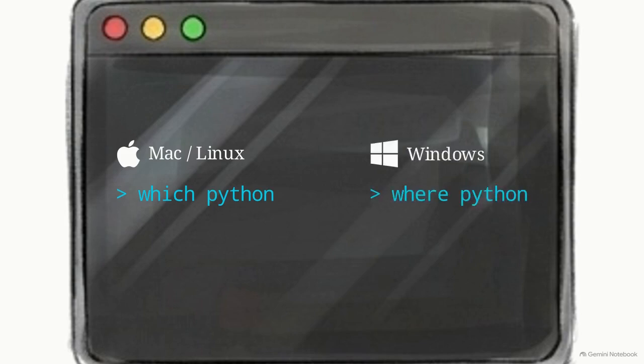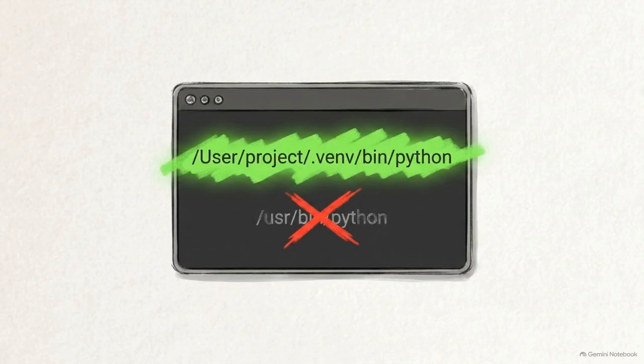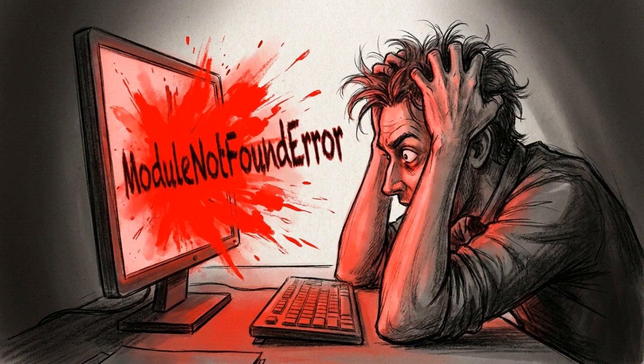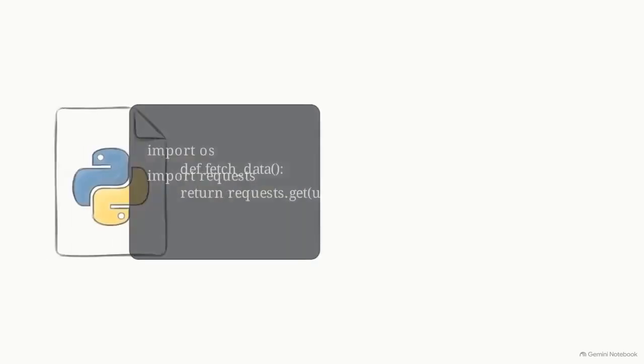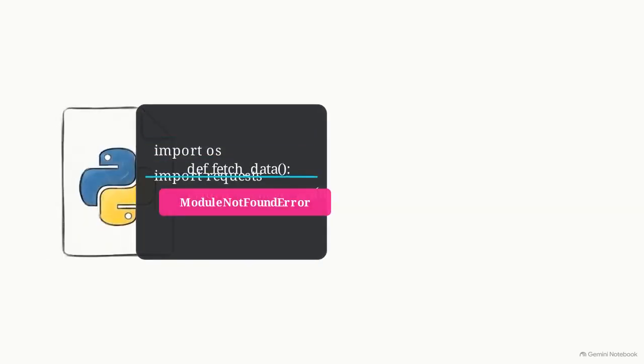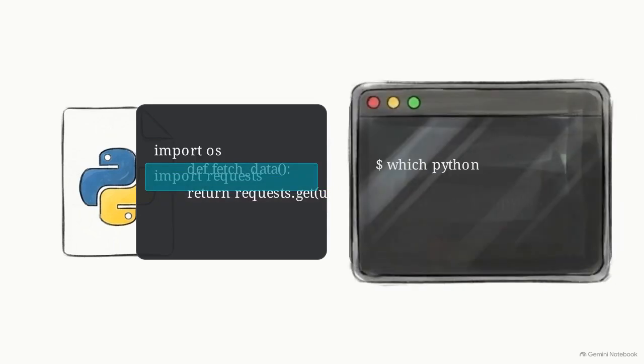You can verify which Python interpreter is active by running which python on Mac or Linux, or where python on Windows. The output should point directly into your .venv directory, rather than your system's global root. Forgetting to activate the environment is a common mistake. Checking this file path is the quickest way to diagnose why a package you just installed isn't being found by your code.